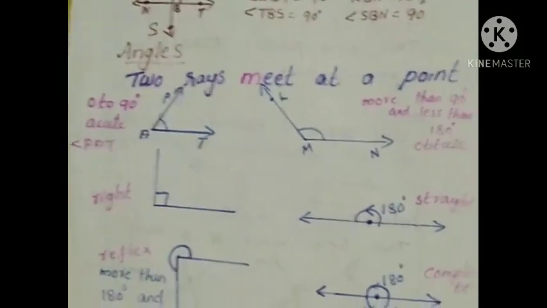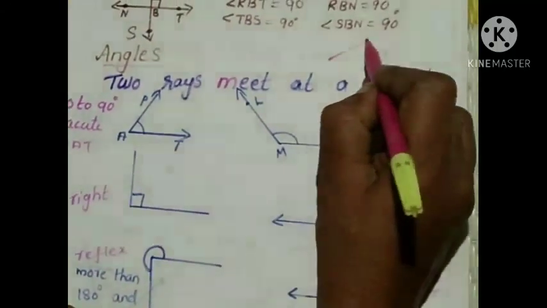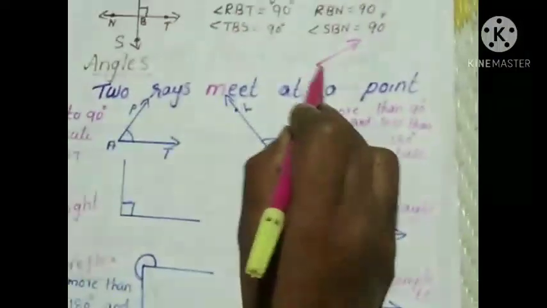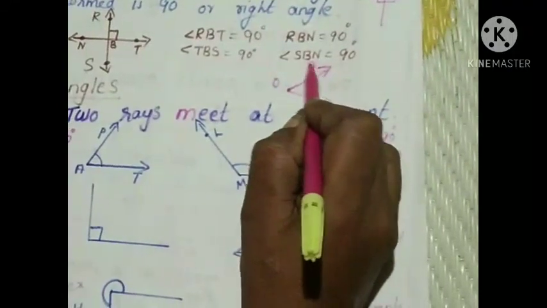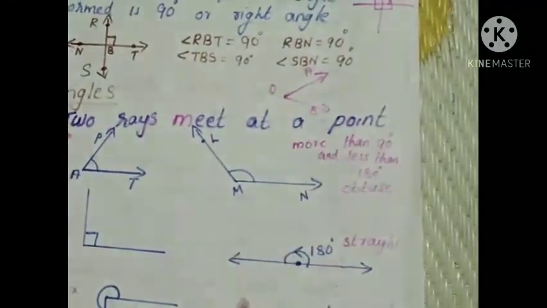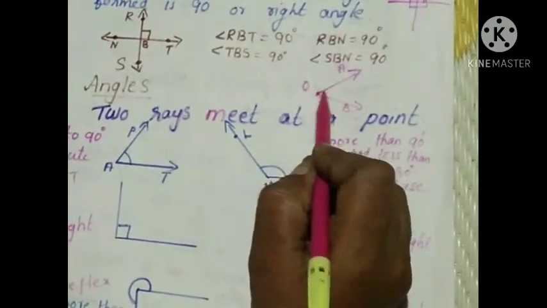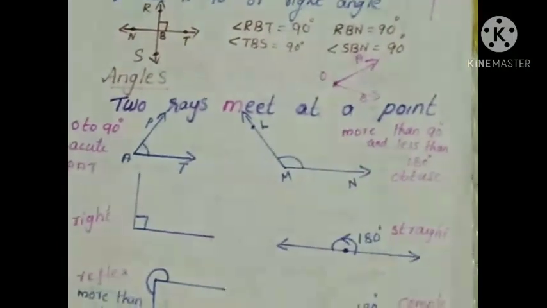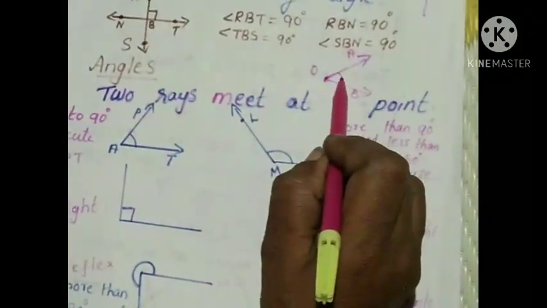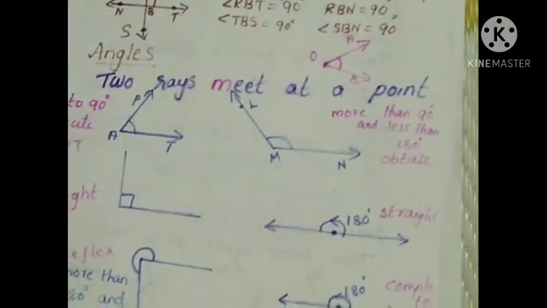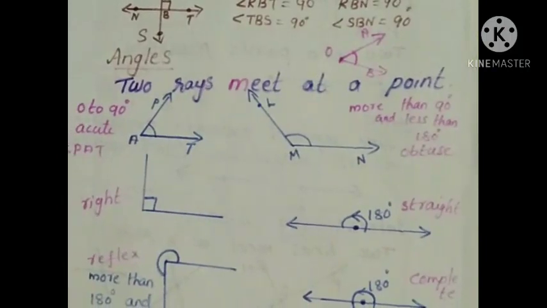What is an angle? Two rays meet at a point. Look here, this is a ray and this is another ray. These two rays meet at a point, OA and OB. OA and OB both have the same point O, where both of them meet. Therefore, this is called an angle. Two rays meet at a point, then we get an angle.